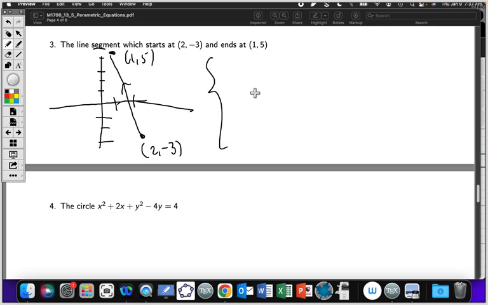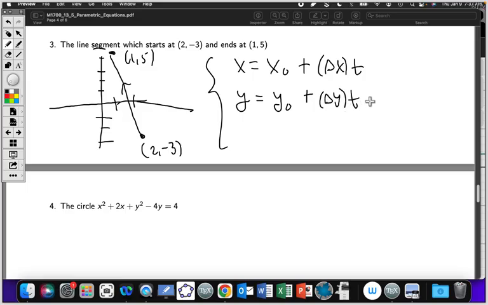Okay, so here's how we're going to do this. We want to think sort of back to vectors with initial point and terminal point. Here's the basic recipe for line segments. X is going to be your initial x value, where you start, plus your change in x times t. Y is going to be your initial y value, where you start, plus delta y times t, for t between 0 and 1. So it's kind of like we're starting at the point x naught, y naught, and then after 1 unit of time, we want to be at the other point.